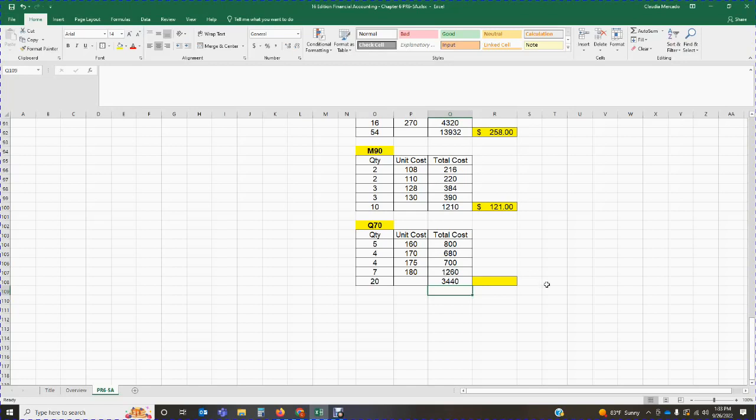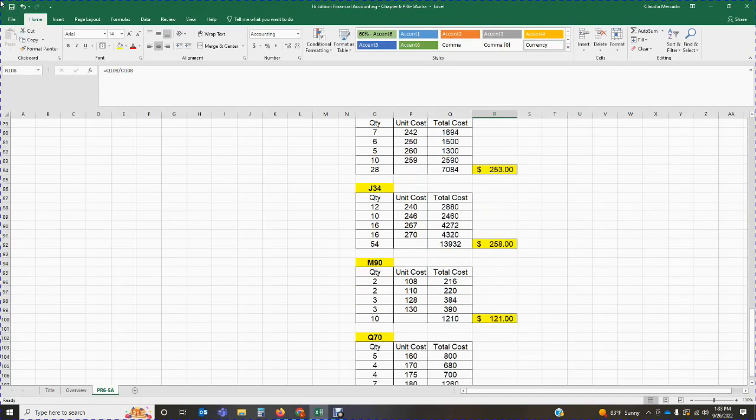Okay, let's get the weighted average cost. We just get the total cost divided by the quantity. And that's going to give me a value of 172. Let me save my work because it's been kind of long.